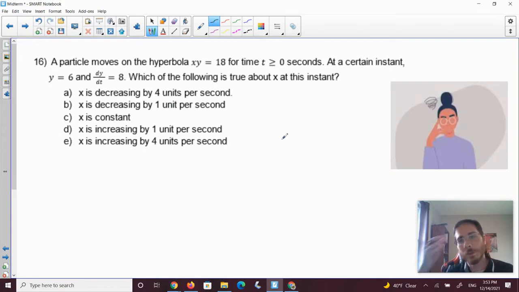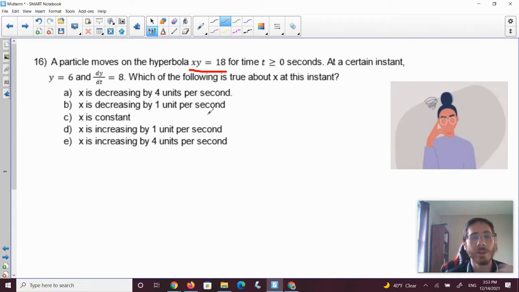All right, number 16 was pretty tough. And yeah, I thought this one was kind of tough when I read it, when I saw what the person who made this question was going for. I wasn't quite sure how many people would notice this one. And that's because we have to actually use this xy equals 18 as part of our rate box.